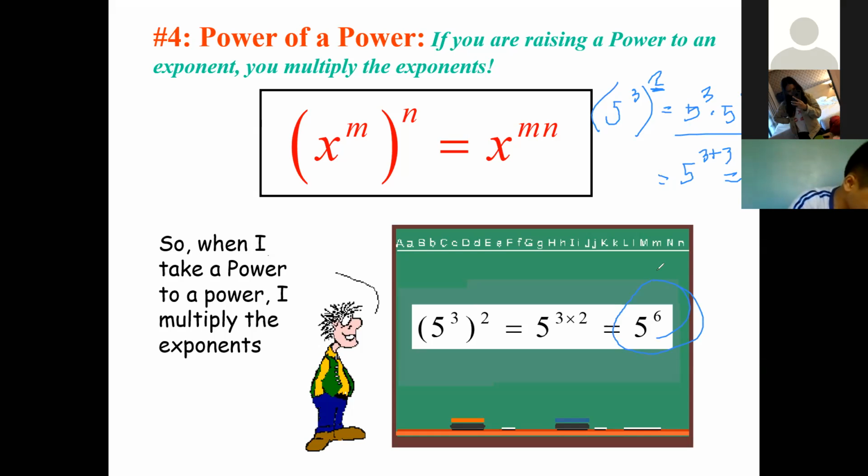So wag niyo ilituhin yung sarili niyo, ha? It's still the same. Whether it is power of a power rule or product rule, they'll end up with the same answer.